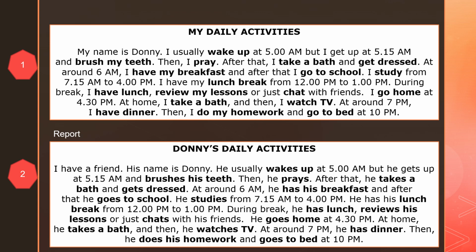Sometimes we are also asked to describe somebody's daily activities or somebody's daily routine. When we have chance to do that, we need to use the third person point of view. Instead of using I or my hobby or my daily activities, we use his or their instead. For example, if you take a look at the second paragraph here, I use his, he a lot. You can say, I have a friend. His name is Johnny. He usually wakes up. So you tell about somebody else's daily activities in this case.